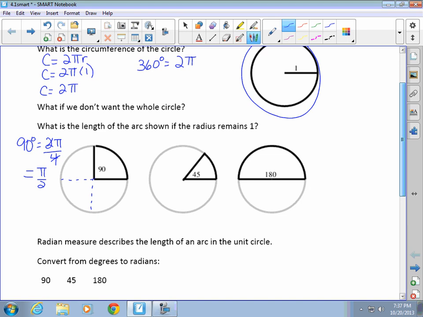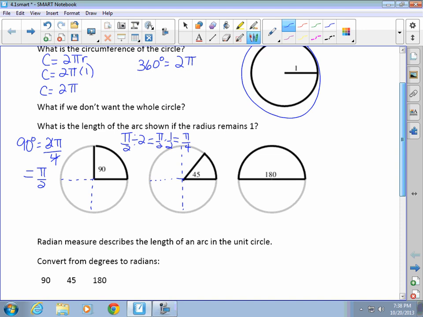So 45 degrees, if this was our circle here, we've taken that 90 and divided it in half again. So if pi over 2 is 90 degrees, and we want to divide it in half, that's the same as pi over 2 times a half. Then that means it's pi over 4. So 45 degrees is the equivalent of pi over 4.